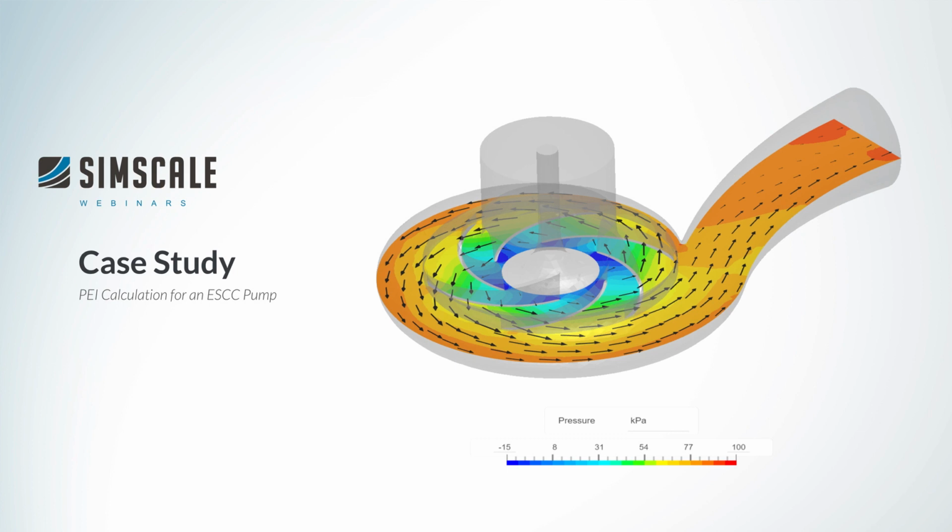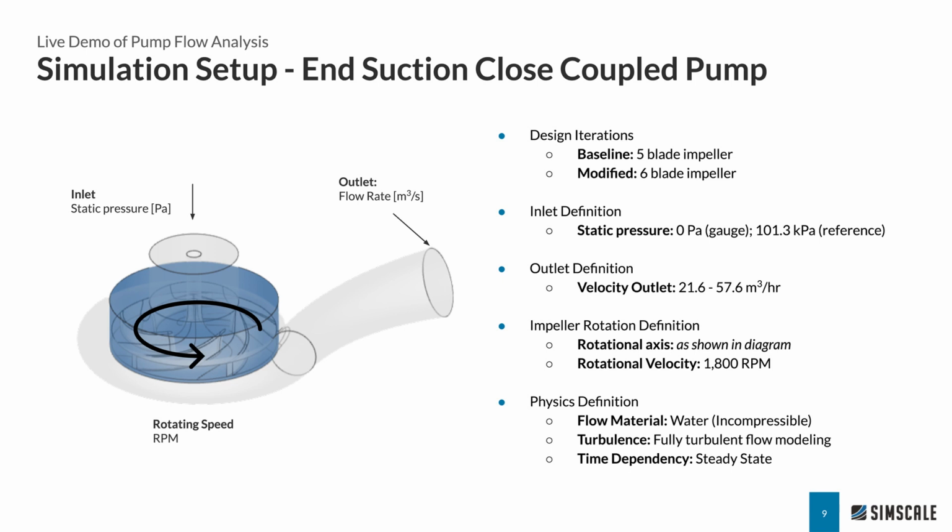Thank you, Kanchan. Hello, everyone. So, really quickly, what I'll do here is give a quick overview on the case that we're looking at for this webinar. We're going to be looking at an end suction close-coupled centrifugal pump, looking at the design performance of a baseline design with a 5-blade impeller, and looking at designing an impeller that works under the same duty points, the same operating conditions, but with a 6-blade impeller, and comparing the energy efficiency of those two designs.